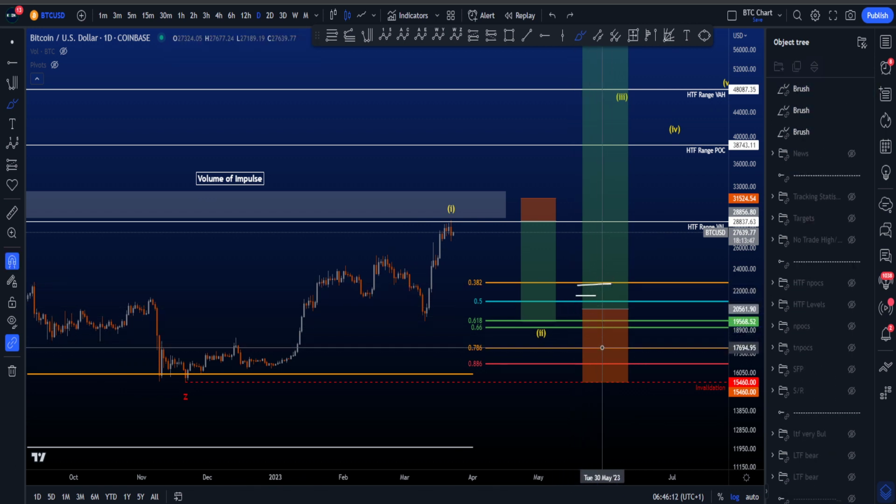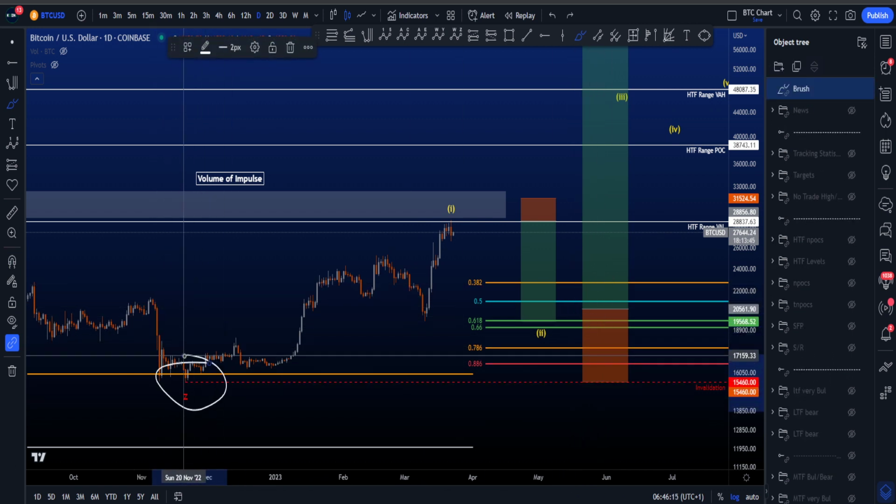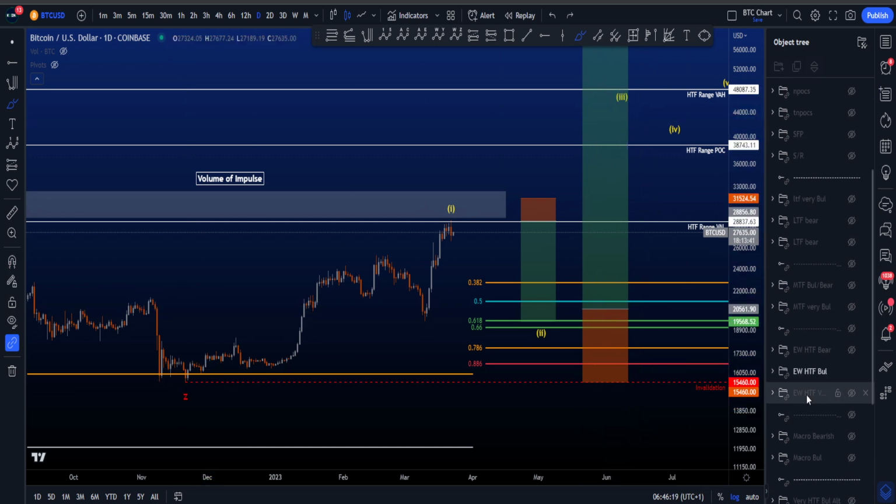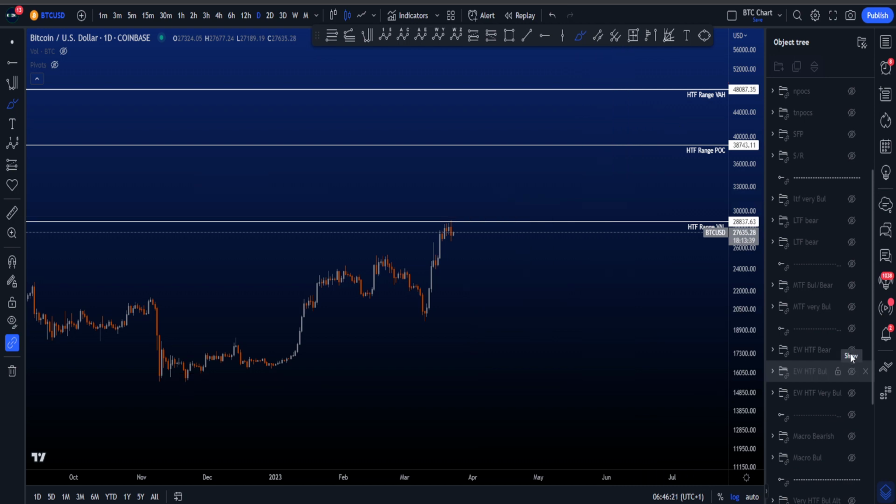Which then brings us to a potential long setup of putting the long orders over here in this area, stop loss safely below, safe risk management as well, and then trading it to the upside for a very big move all the way to 100k.